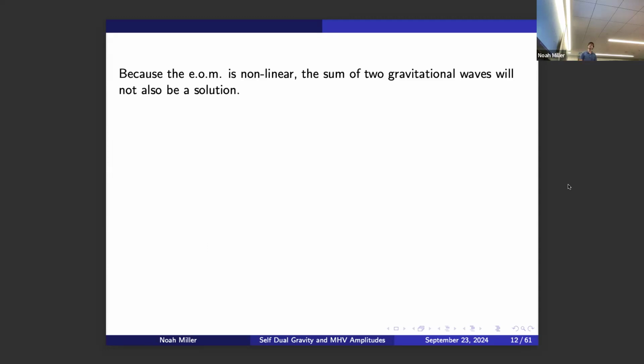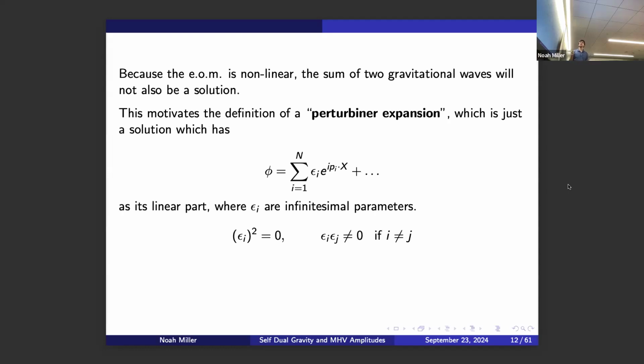okay, but because the equation of motion is nonlinear, stuff interacts. If you were to sum two plane waves, that wouldn't be an exact solution. And this motivates the definition of what's called a perturbiner expansion, which is sort of a crazy term, but for a pretty straightforward concept. You can have a perturbiner expansion for any equation of motion, not just the specific one we have here, but it's just any solution which has a sum of plane waves as the linear part of the solution.